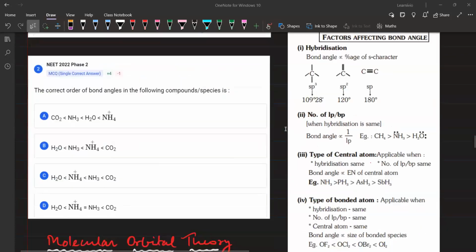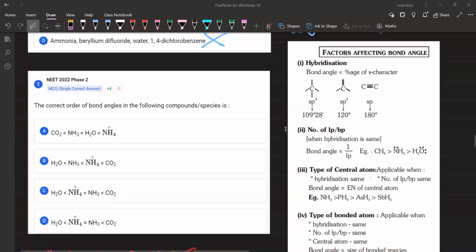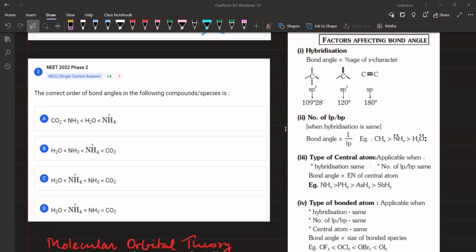Now moving on. Before I move on to bond angle type questions, let us first see what are the factors that affect bond angle. Okay. The first thing that you have is the sequence. You have to first see hybridization, then the number of lone pairs, the type of central atom, then the type of bonded atom. All of these things will be there, but you have to see hybridization first, then lone pair, and so on.